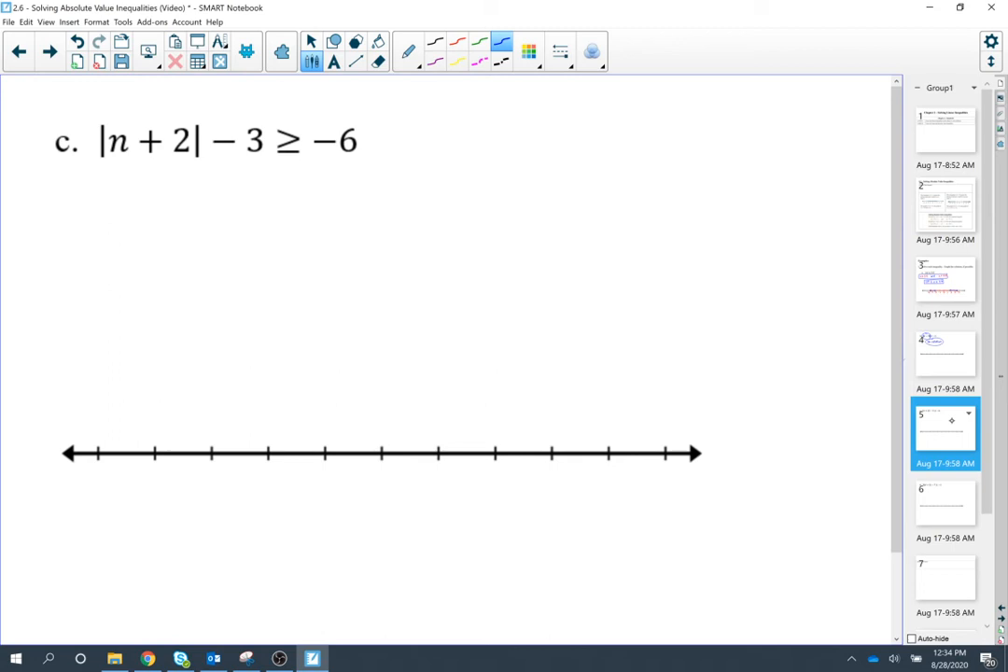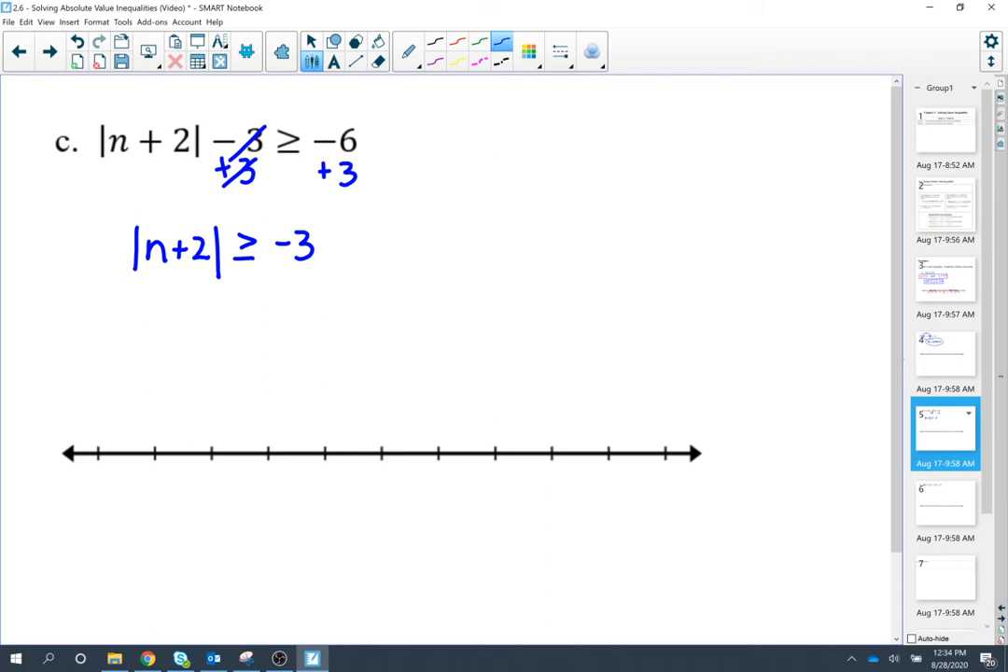Letter C. The absolute value of n plus 2 minus 3 is greater than or equal to -6. So what I'm going to do first here is try to isolate this absolute value, and I'm going to put my -3 to the other side. I'm going to add 3 to both sides of our inequality, and we're going to have the absolute value of n plus 2 is greater than or equal to -3.